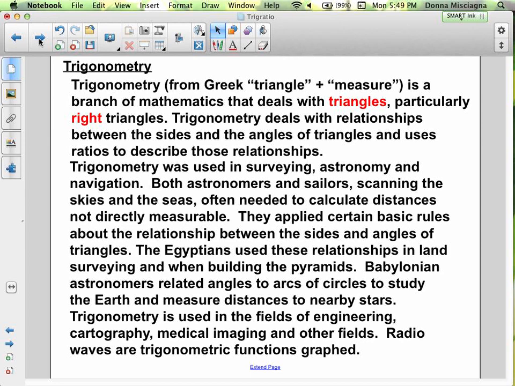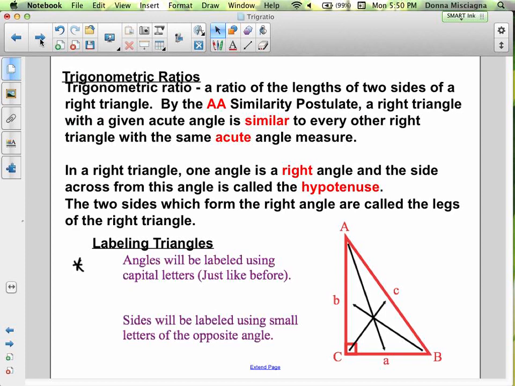And very interestingly, about the Egyptians and the Babylonians and astronomers and sailors scanning the skies and seas, back when they started using trigonometry, they did not have a calculator. So they did this all by hand. Right? But we're going to be using a calculator to help us out. All right, so you need to learn some vocabulary words first.